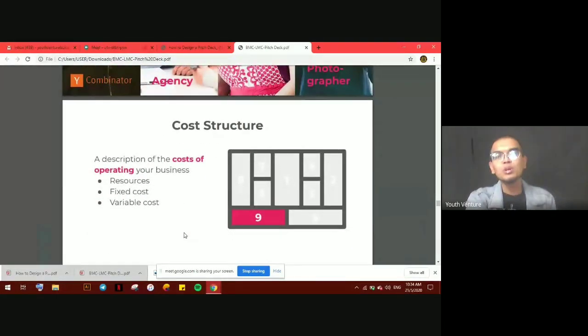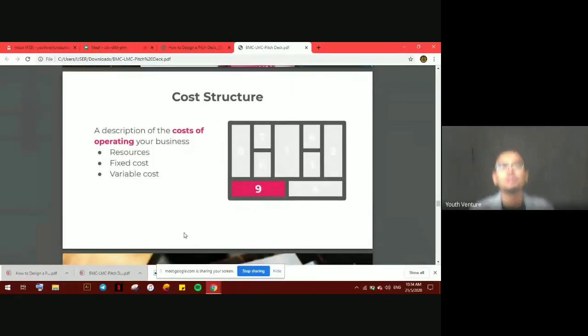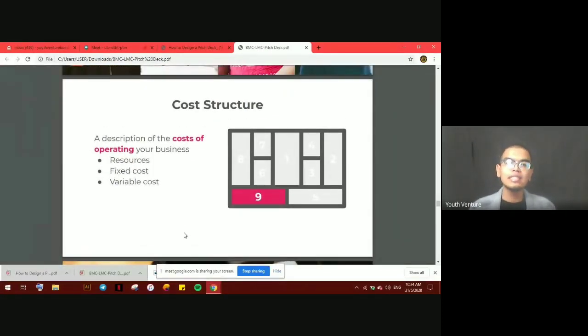And then we go to the final part of BMC, which is the cost structure. The cost structure describes the cost of operating your business. It revolves around the resources that you need to use to build your solution, the fixed cost associated with building your solution, and the variable cost associated with building your solution. Fixed cost is a constant cost that you need to pay only once. Variable cost changes when your business changes, meaning that it is always constantly increasing as the volume of your business increases. So why do you need to understand the cost structure?